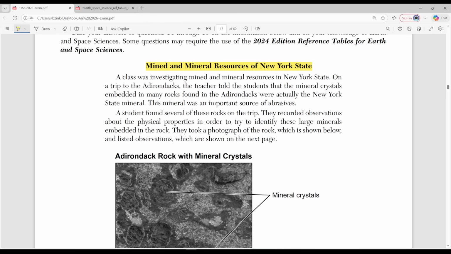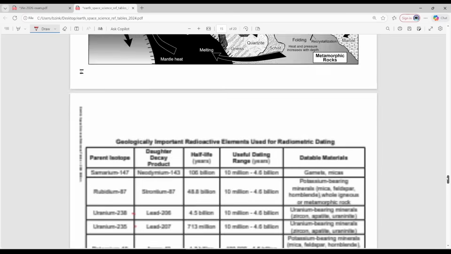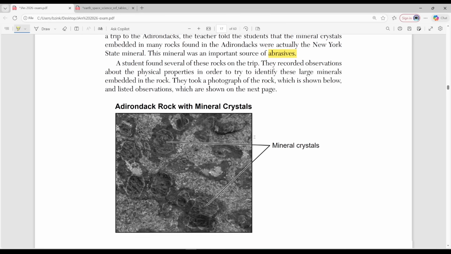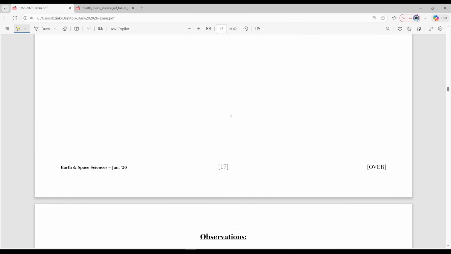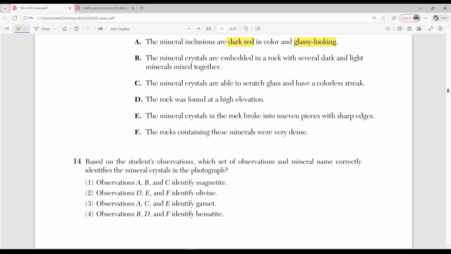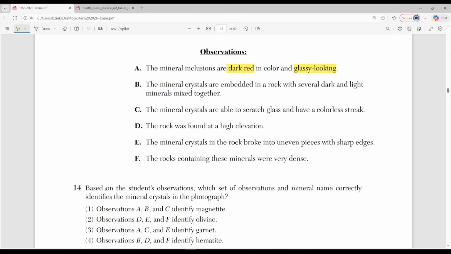We're actually the New York State mineral. This mineral was an important sort of abrasive, okay? Student found several of these rocks on the trip. They recorded observations about the physical properties in order to identify these large minerals. Okay, so now we're on tricky. We're going back to the mineral ID chart, so maybe we're here. In order to identify these large minerals embedded in the rock, they took a photograph, which is shown. So we got these mineral crystals, okay. Observations. Okay, the mineral blah, blah, blah, dark red, glassy looking. Okay, yeah, we're on the mineral chart. So let's just go dark red. Which set of observations and mineral name correctly identifies the crystal in the photograph?